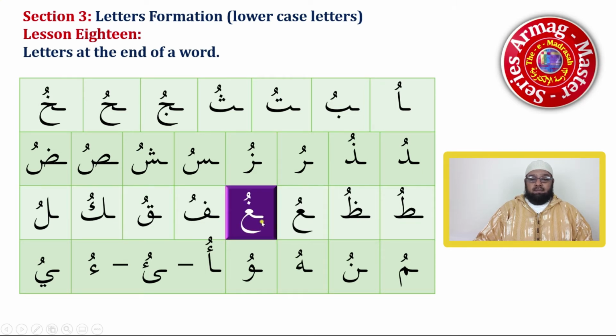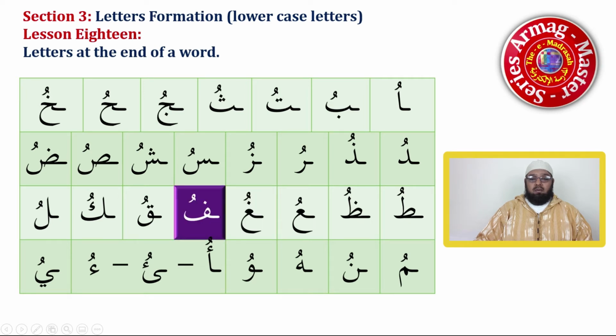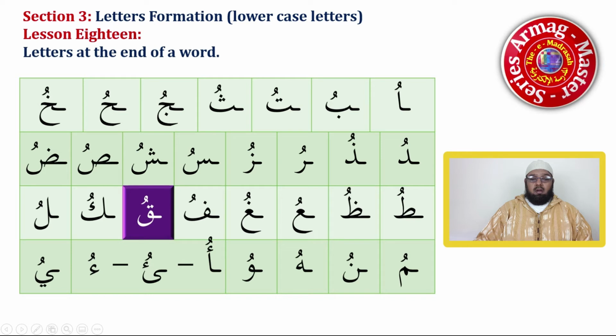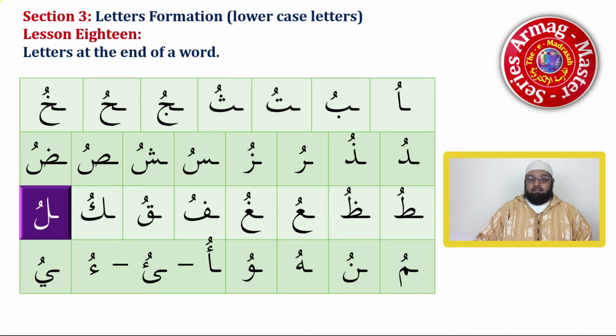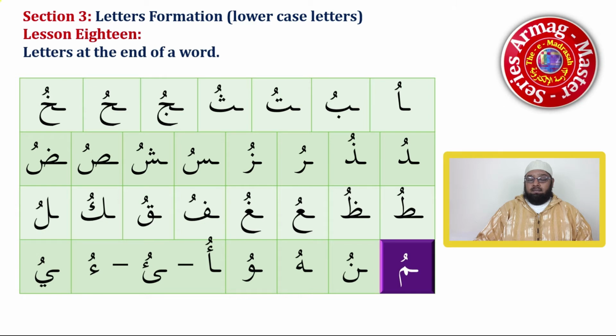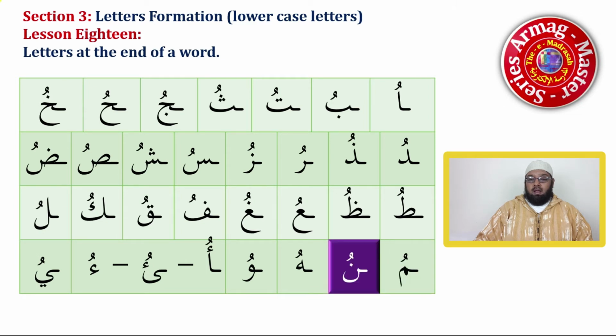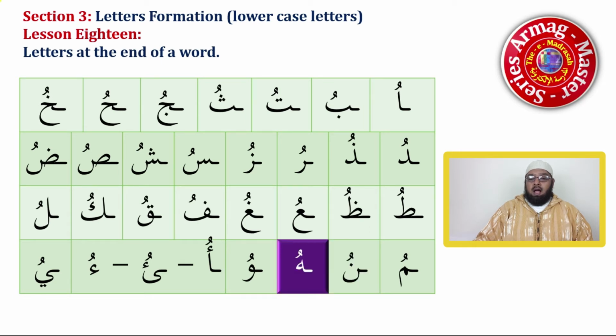Ru, fu, qu, ku, lu, mu, nu, hu. Ha also, the second ha here, it didn't turn back into its original shape. So whenever we see this letter here, we will know that it is a ha at the end of a word.